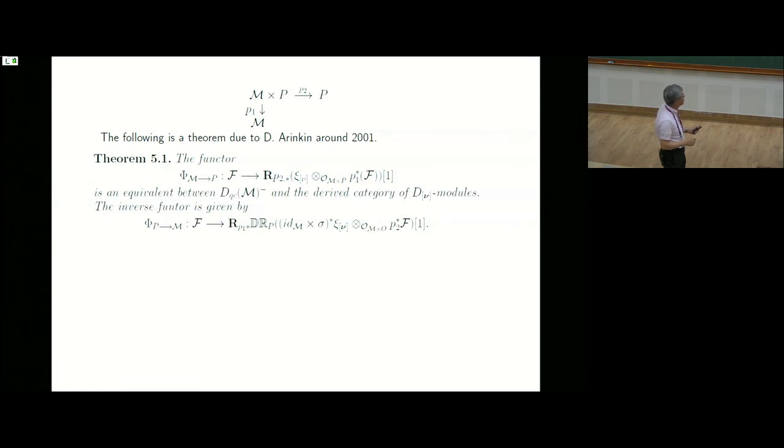Tensor with here. So take our direct image here, around here. So that gives you the D nu modules like this. So this is very similar to the ideas of the Fourier-Mukai transform. And he showed that this gives you the equivalence between the category and this derived category. And the inverse functor is given by this one.